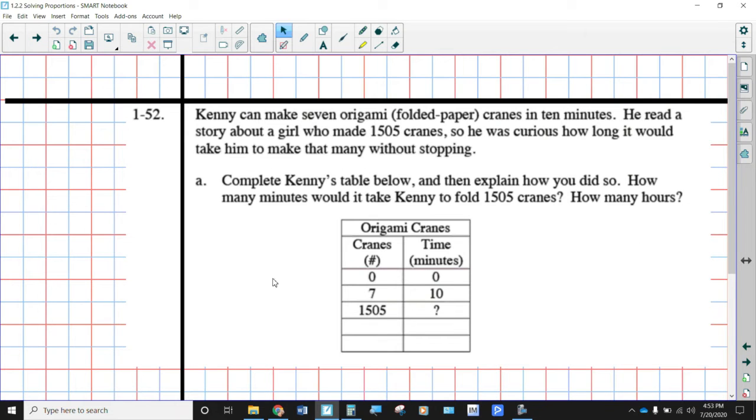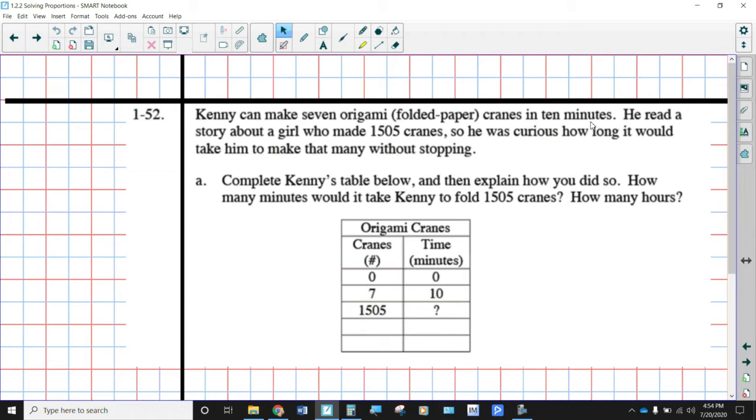All right, so here's the situation. Kenny can make 7 origami cranes in 10 minutes. You can see on the table how that piece of information is here, and it looks like it's proportional, right? Because if you spend no time making cranes, you're not going to make any cranes. And if you don't make any cranes, no time will be spent creating them. And so we're assuming there's going to be a constant rate, right? For every 7 cranes, it takes 10 minutes.